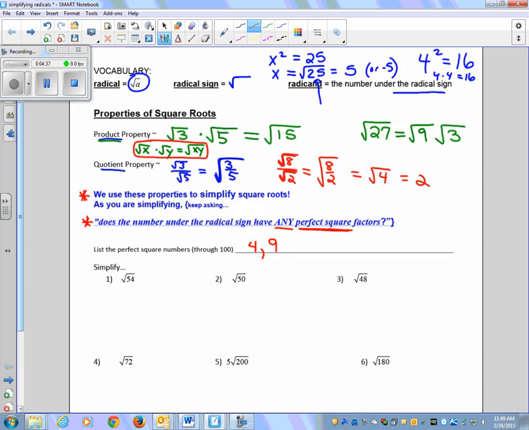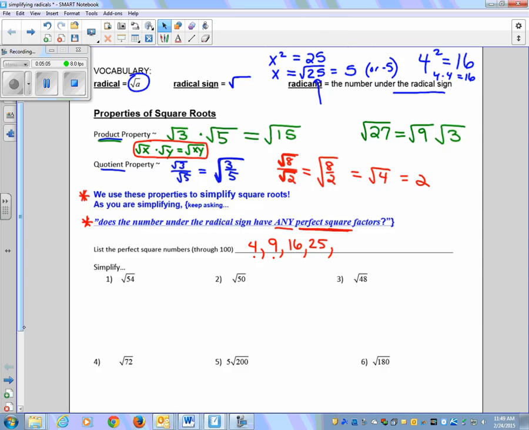9 is a perfect square number because the square root of 9 is 3. So to make this list, we could think to ourselves, 2 times itself is 4. 3 times itself is 9. 4 times itself is 16. 5 times itself is 25. Keep going with this list.